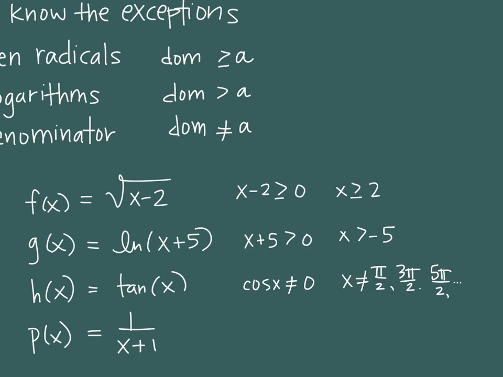And the bottom one's pretty easy. You see the denominator right away. So x plus 1 can't be equal to 0. So then solve that. X can't be equal to negative 1. So those are some quick ways of how to do domain, just based on knowing the rules.